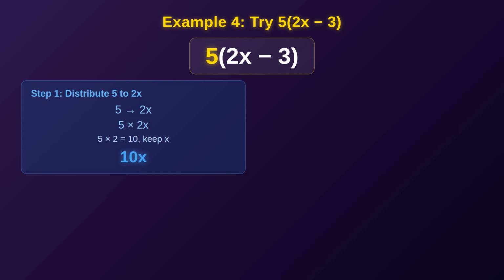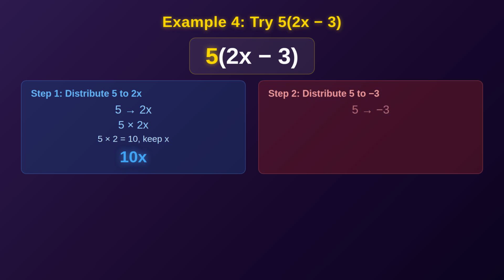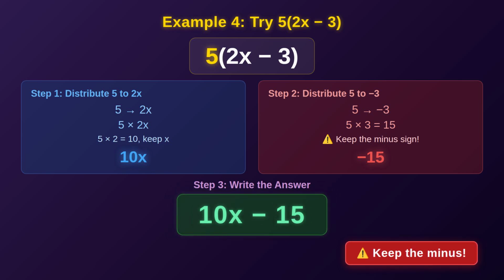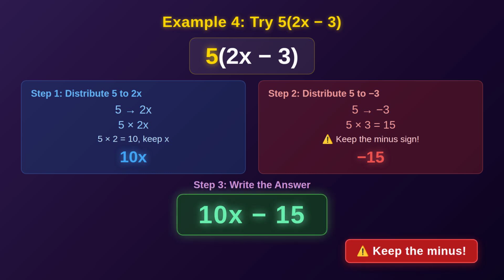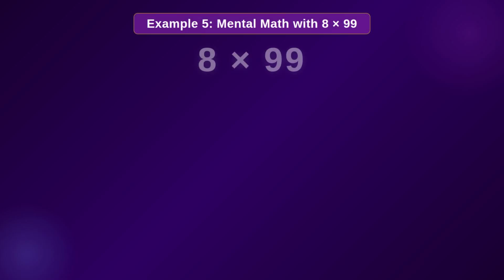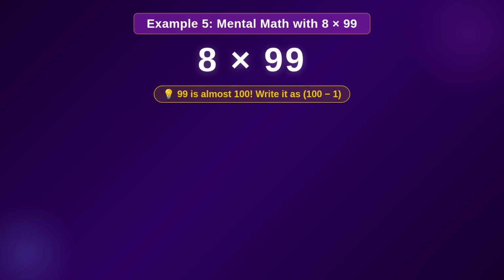Here's one with subtraction. Let's make sure that minus sign doesn't trip us up. Simplify 5 times open parentheses 2x minus 3, close parentheses. Step 1. Distribute 5 to 2x. 5 times 2x. Multiply the numbers first. 5 times 2 is 10. Keep the x. That gives us 10x. Step 2. Distribute 5 to negative 3. 5 times 3 is 15, but we keep the minus sign, so we get minus 15. Step 3. Write the answer. 10x minus 15. Watch that subtraction sign. It travels with the term.